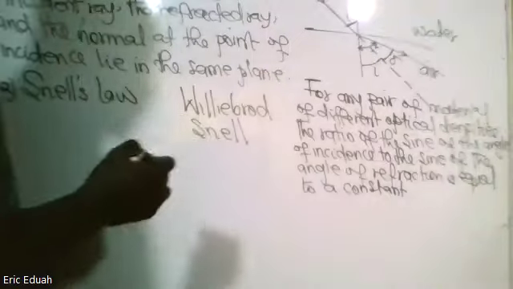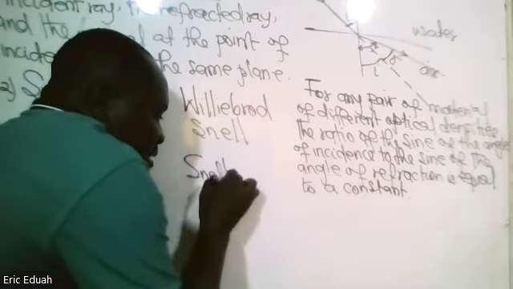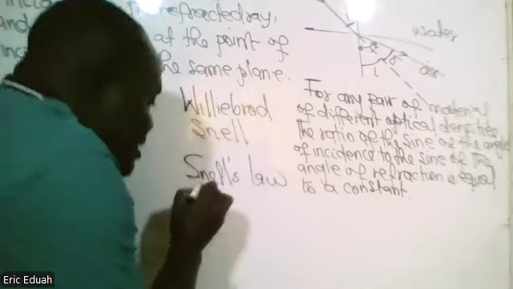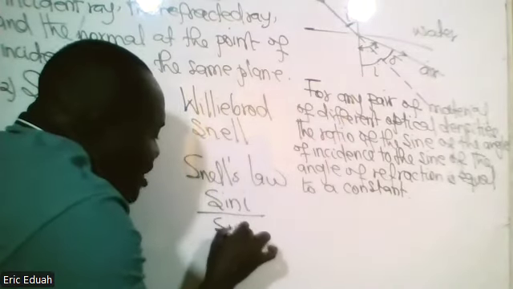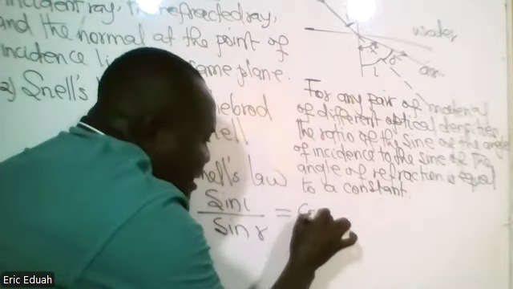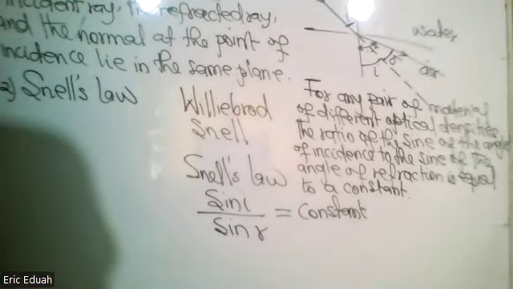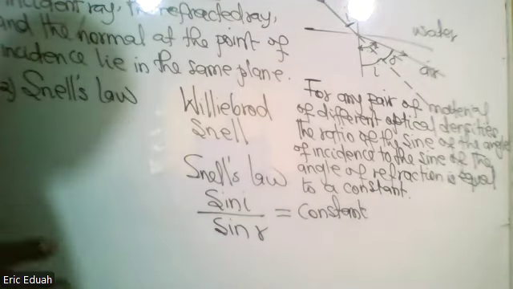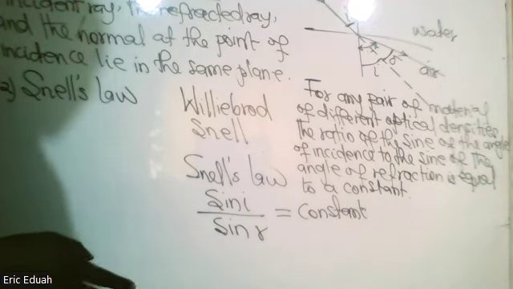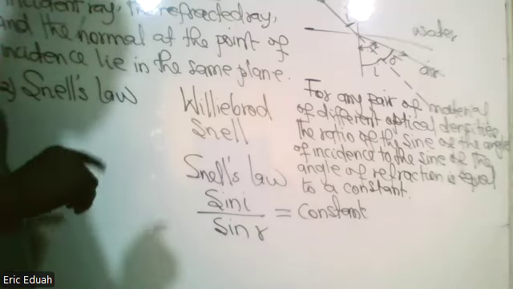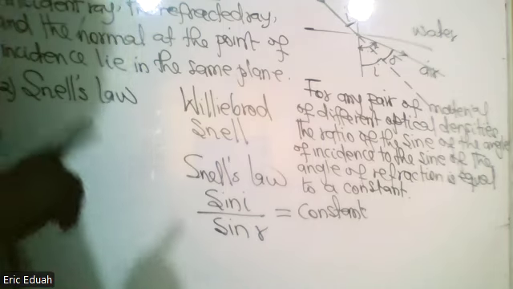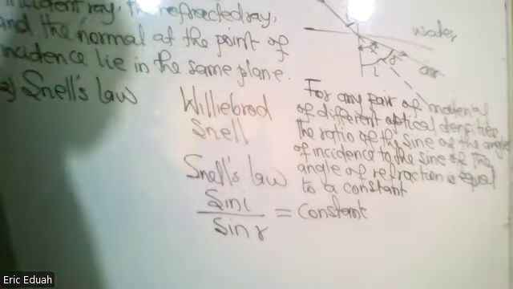So this is, I is the angle of incidence, R is the angle of refraction. Snell's law, mathematically, here is that sine of angle of incidence, I, over sine of angle of refraction, R, is equal to a constant. This is the second law of refraction. For any pair of material of different optical densities, the ratio of the sine of the angle of incidence to the sine of the angle of refraction is equal to a constant. This is Snell's law. Please, any question?